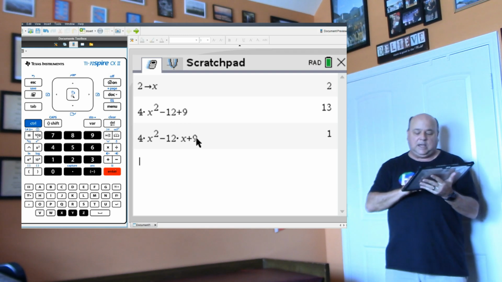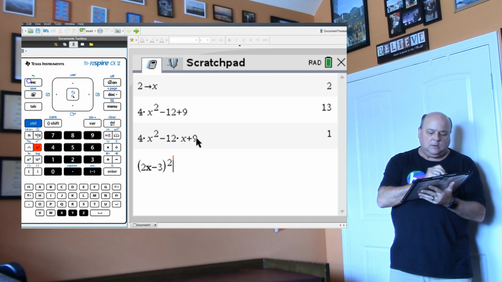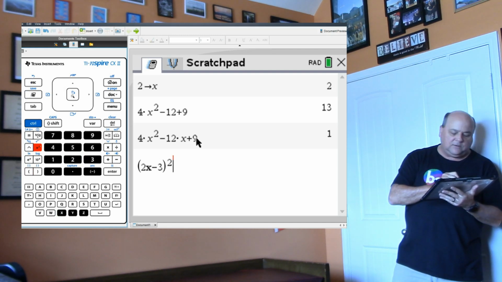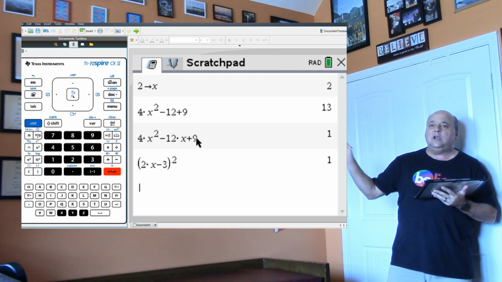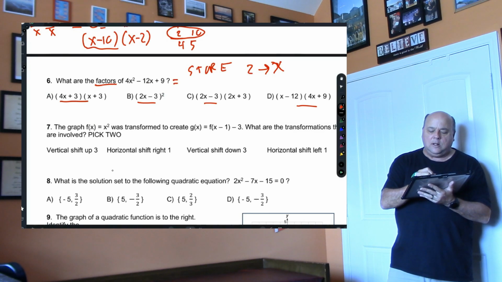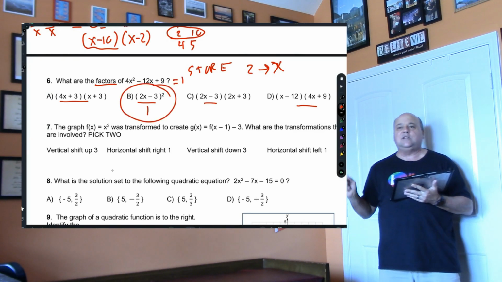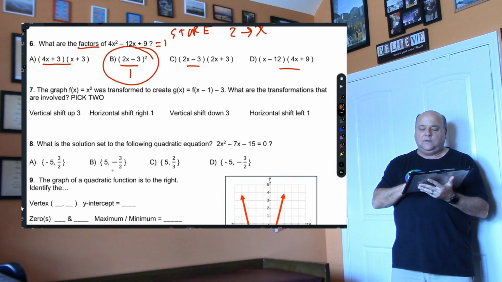Let's try choice B. So choice B is 2x minus 3 to the second power. So 2x minus 3 to the second power, hit enter. Notice it's 1. All of the other answer choices will not give you 1. So I'm going to go to my calculator. This was equal to 1. This is equal to 1. B is going to be the right answer. Just type in the answer choices till you get a 1. Let's go to the next one.